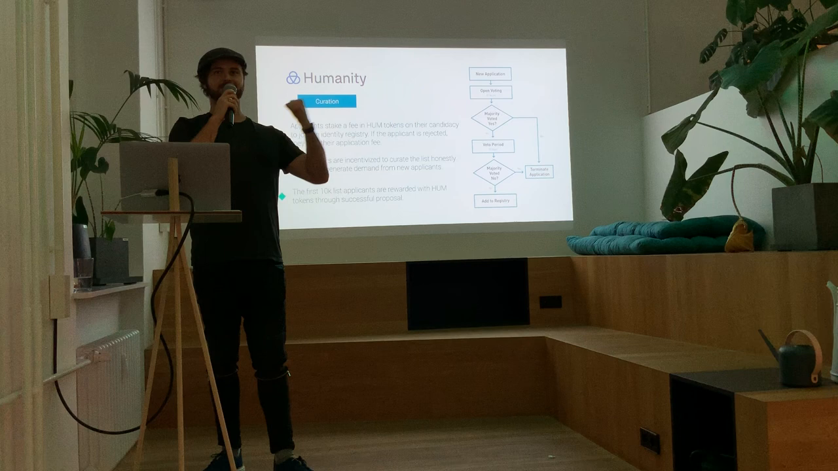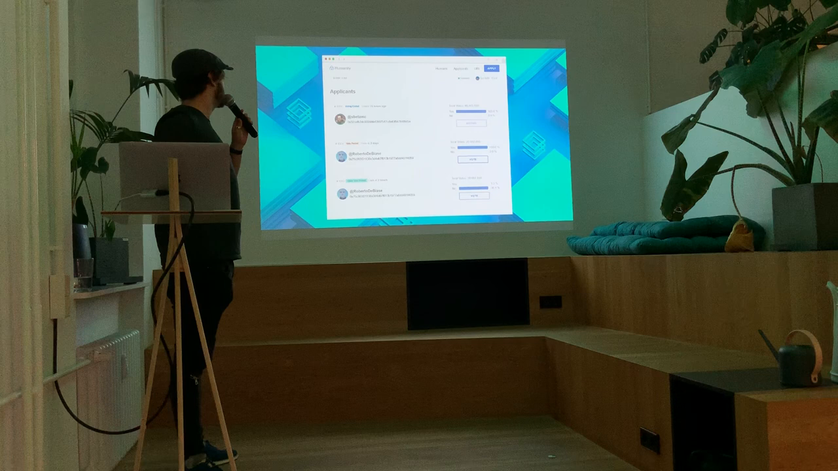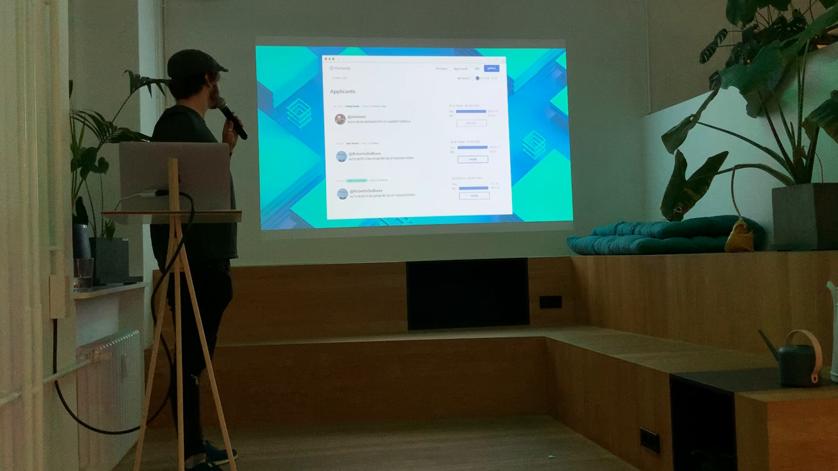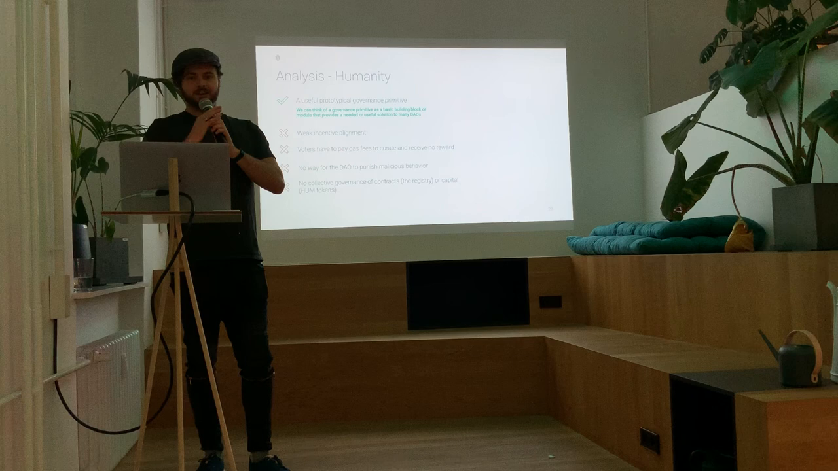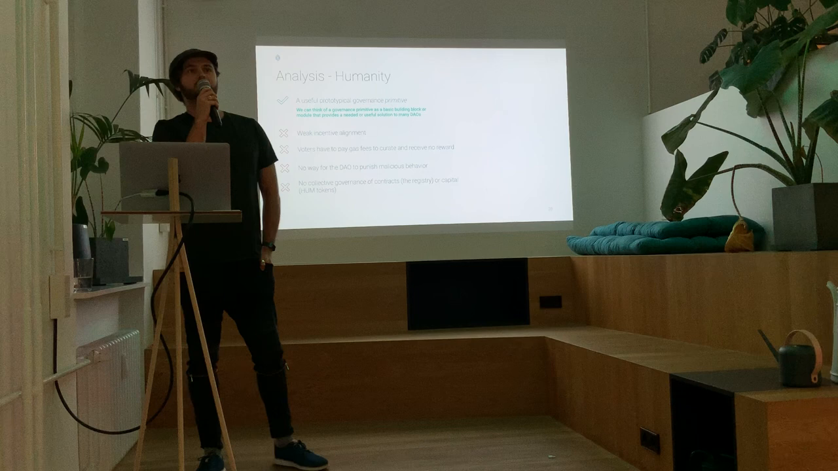This is, again, what it looks like. It seems that Roberto Di Piase is definitely not a person, but our other two people probably are, assuming that the registry is correct. And here's my analysis. I think this is useful. I think this is good. It's a good prototypical primitive.